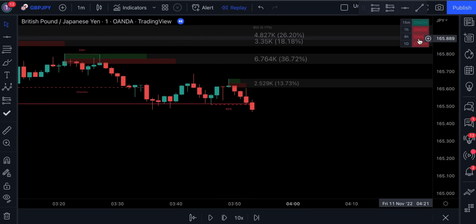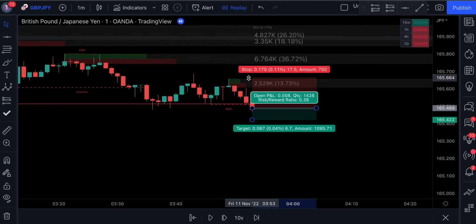If you want to be even safer, you can check the overall trend direction on different timeframes before entering a trade. As we can see, the trend is mainly bearish on higher timeframes. This gives us more confidence when entering a trade.